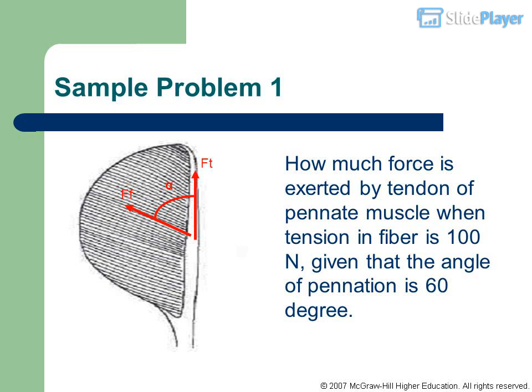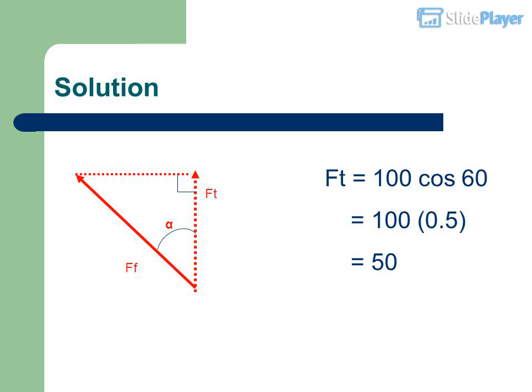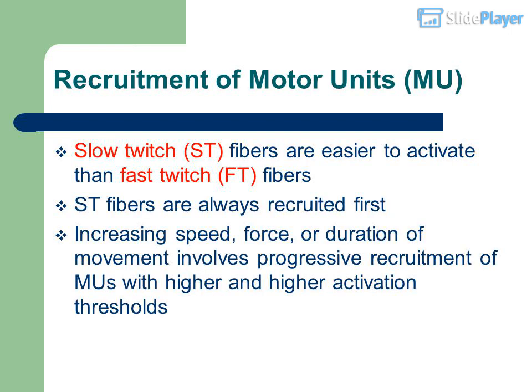Sample problem 1. How much force is exerted by the tendon of a pinnate muscle when tension in the fiber is 100 N, given that the angle of pennation is 60 degrees? Solution: Ft equals Ff cos alpha, equals 100 cos 60, equals 100 times 0.5, equals 50 N.